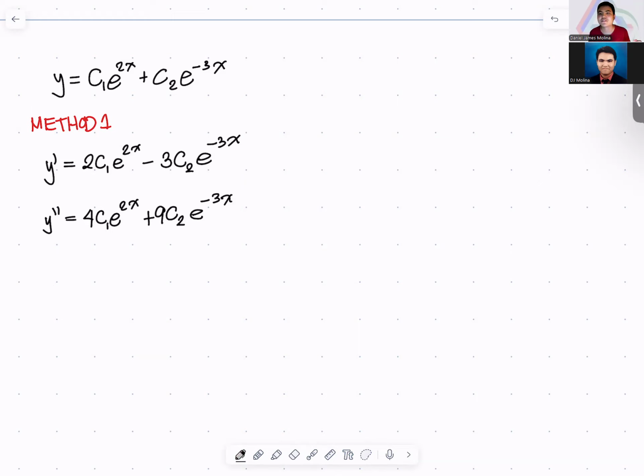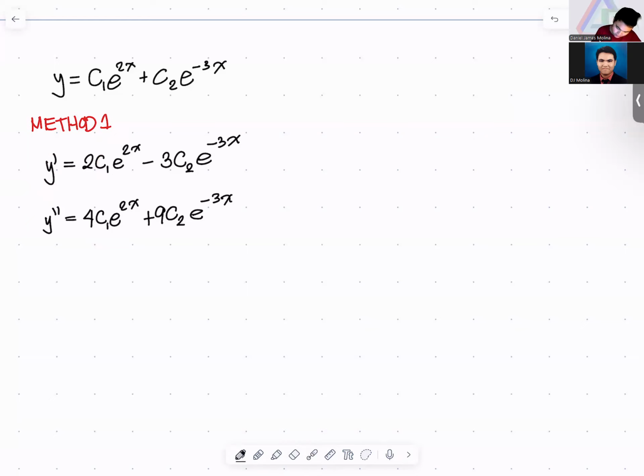But in this method, it's a bit hard or non-intuitive. Why? Because you have to notice some parts here. It doesn't have a more direct method of solving this, unlike the next method. So notice from the two equations, for c sub 1 e raised to 2x, when you multiply the first equation, y prime, by 2, you get 4 c sub 1. So with that, we can actually eliminate c sub 1 e raised to 2x.